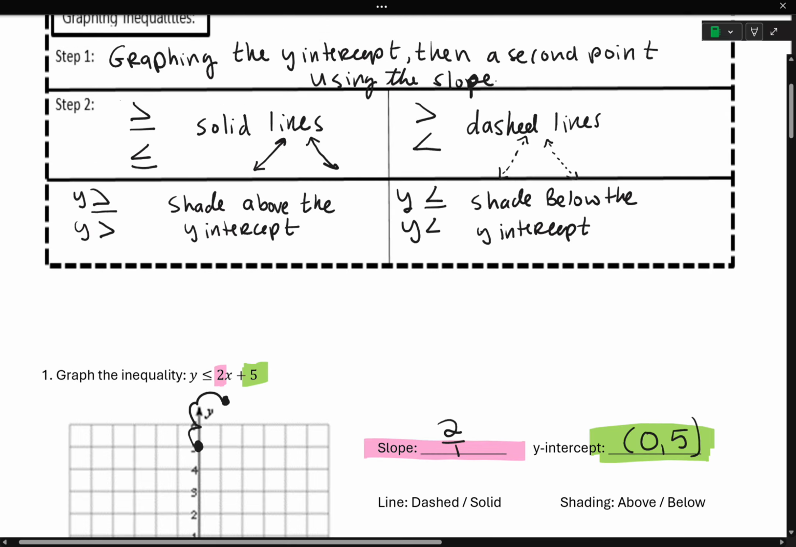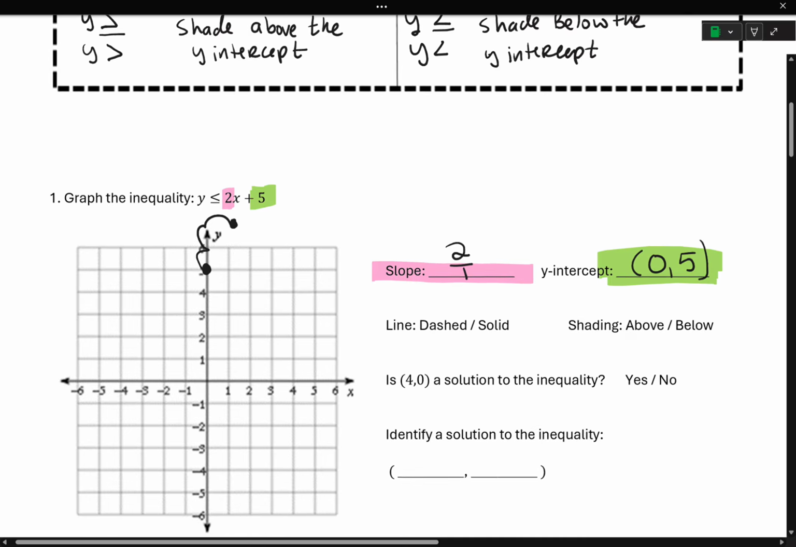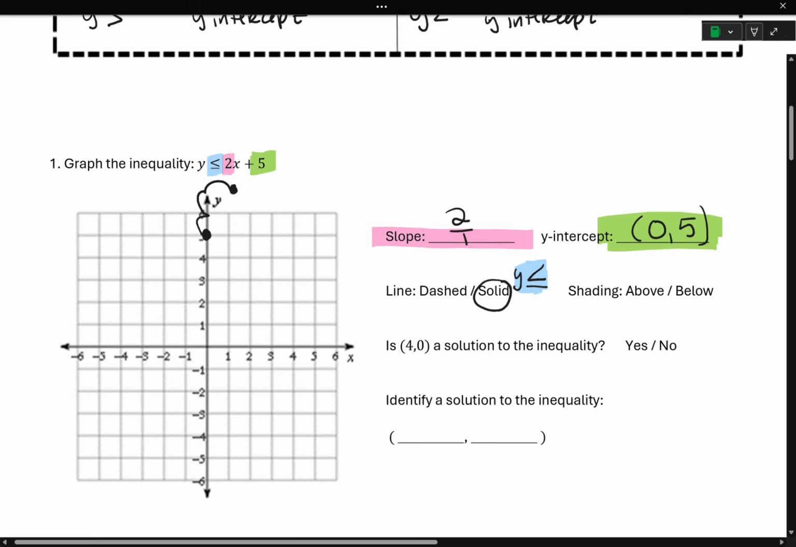Step 2 is deciding whether or not we have solid or dashed lines. We have a symbol that looks like this. I'm just rewriting it so we can see it better. It has a line underneath the symbol, so that tells me that the line is solid. The shading. Y is greater than or equal to, so we're going to be shading above the y-intercept. Let's do it. We're going to have a solid line connecting, and we're going to shade.